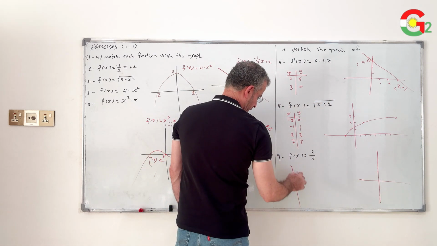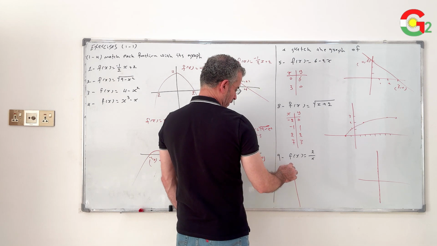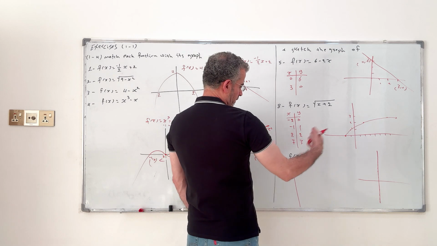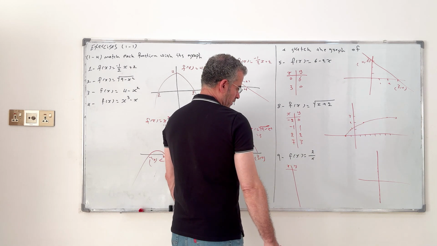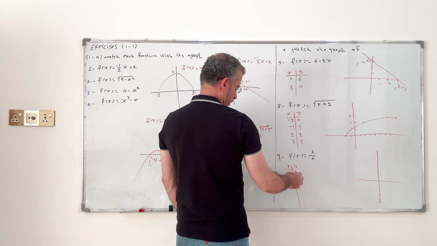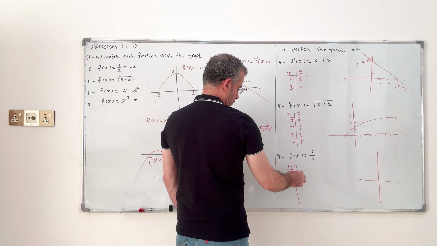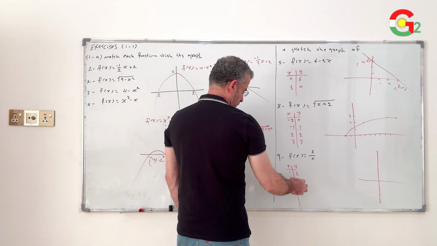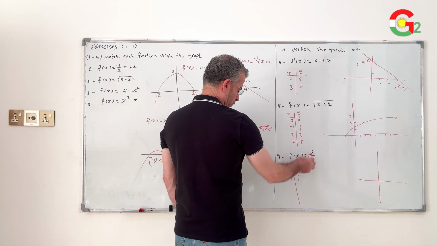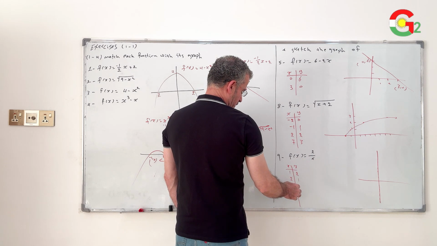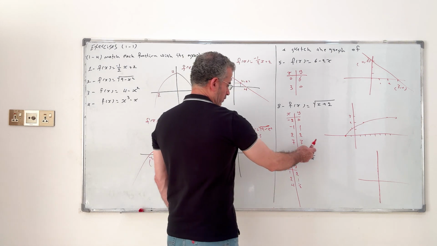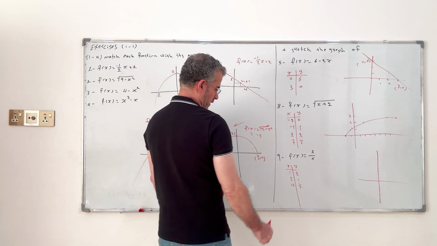Now I take some points lying on the graph, x, y. I take 3 points before 0 and 3 points after 0. When x equals 1, y is 2. When x equals 2, y equals 1, 2 over 2 is 1. When x equals 4, it is 1 half. 2 over 4 is 1 half.